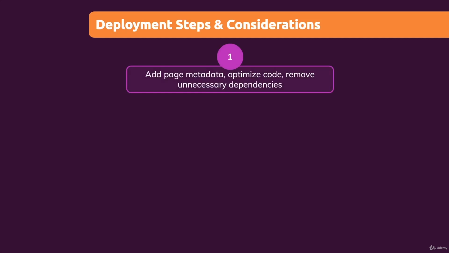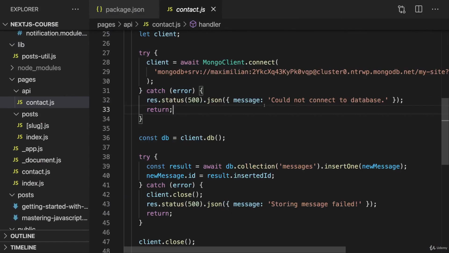Now let's start with step number 1 in this lecture. Let's double check our code and verify that we're happy with it. For this, I'm back in this blog project, which we worked on in the last course section. If you didn't follow along there, you'll find my latest snapshot attached.